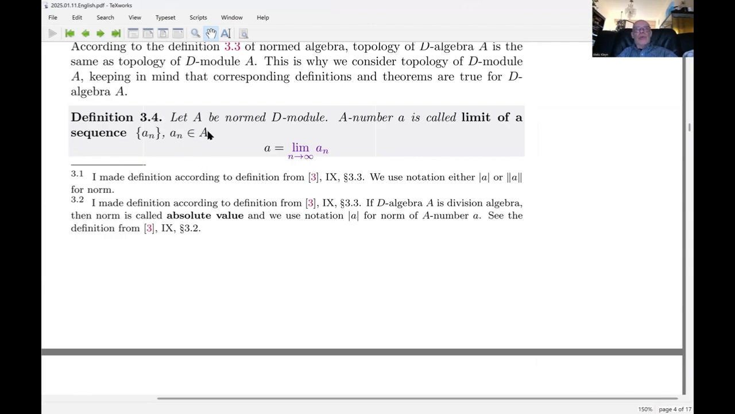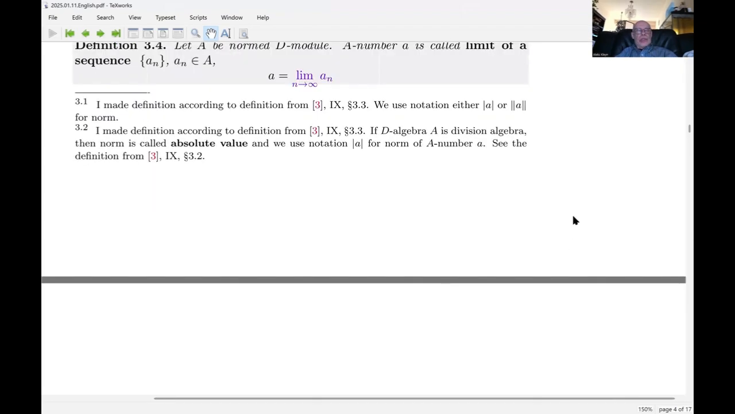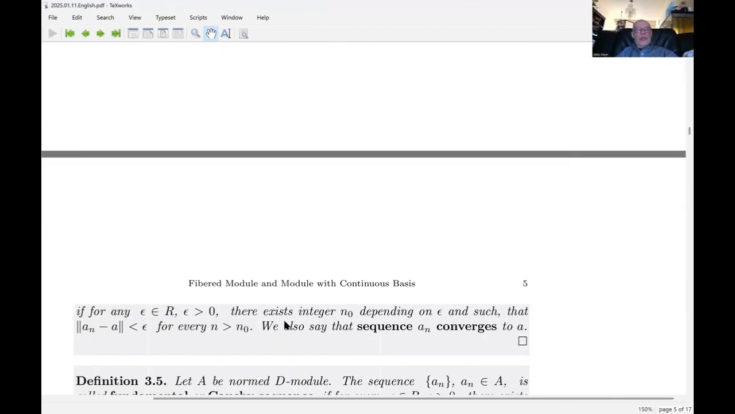Let A be a normed module. A number a is called the limit of the sequence a_n if for any positive real epsilon there exists an integer n_0 depending on epsilon such that the distance between a_n and a is less than epsilon for every n greater than n_0. We also say that the sequence a_n converges to a.